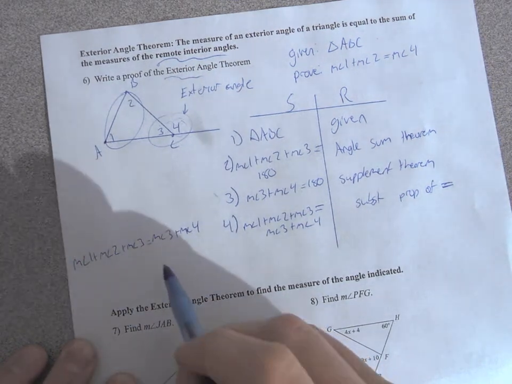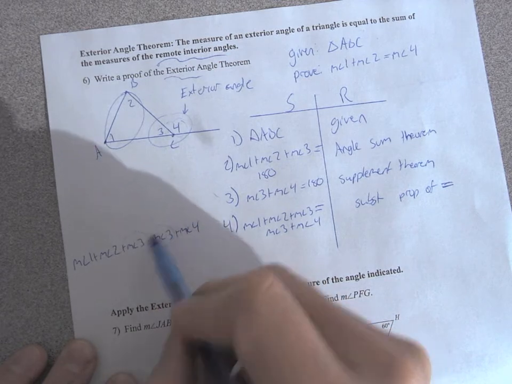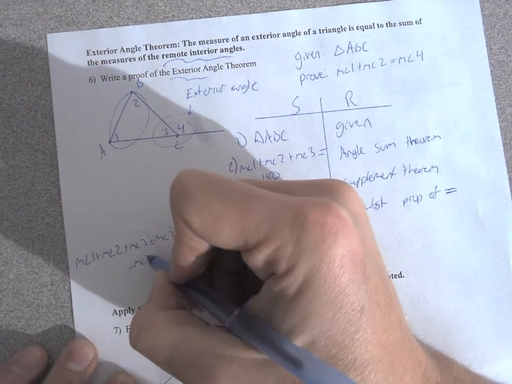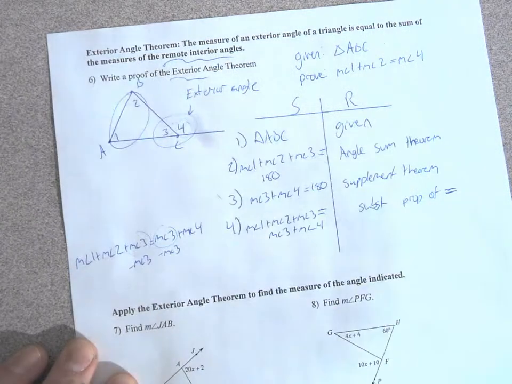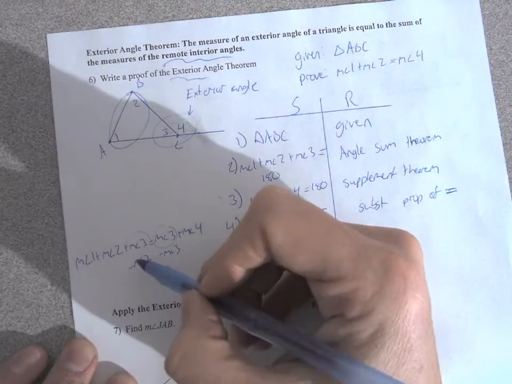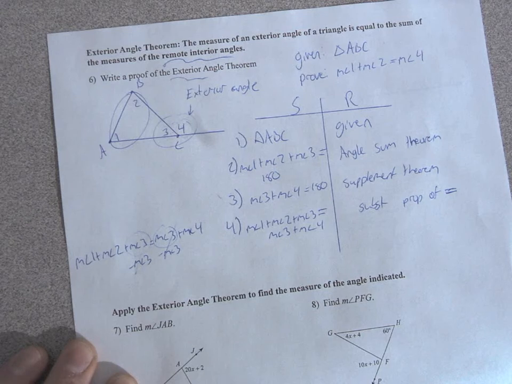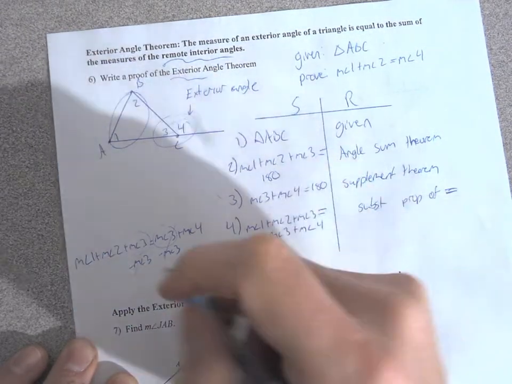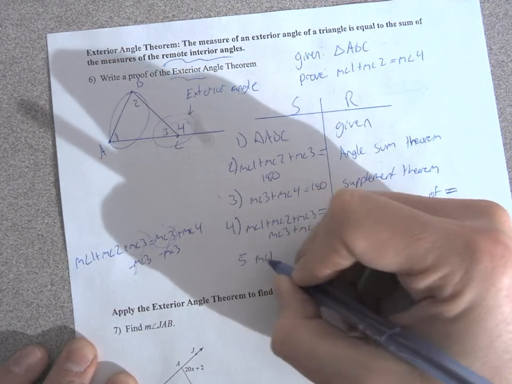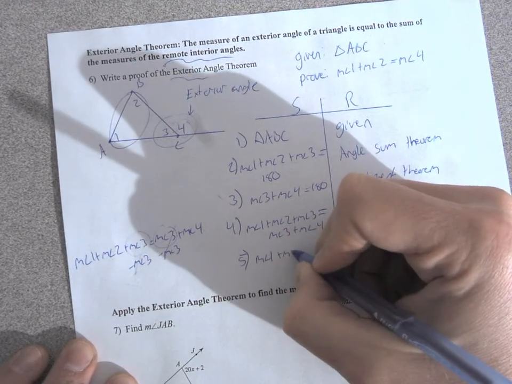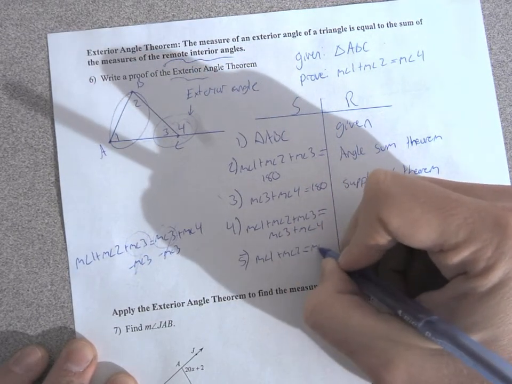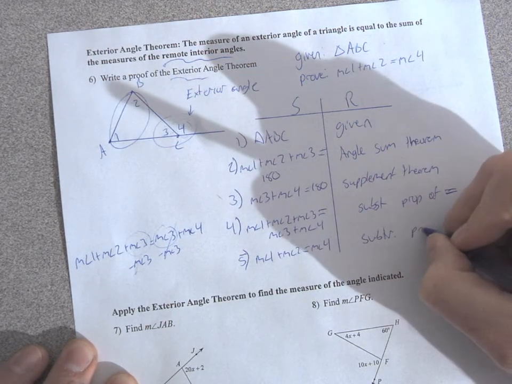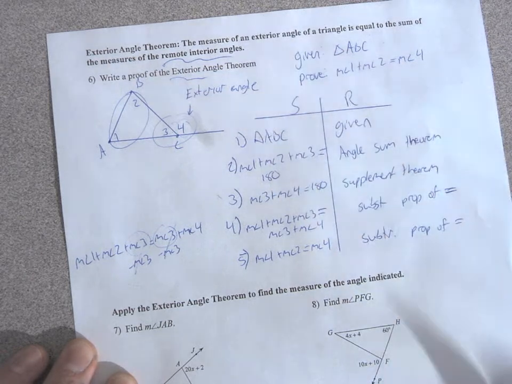Okay, so if I want to get rid of those, I can just subtract that from both sides because this is actually the same angle measurement. So the subtraction property of equality says I can subtract those out. So step 4 is the substitution property. Step 5, when I subtract out measure of angle 3, I get measure of angle 1 plus measure of angle 2 equals the measure of angle 4. And that's the subtraction property of equality.